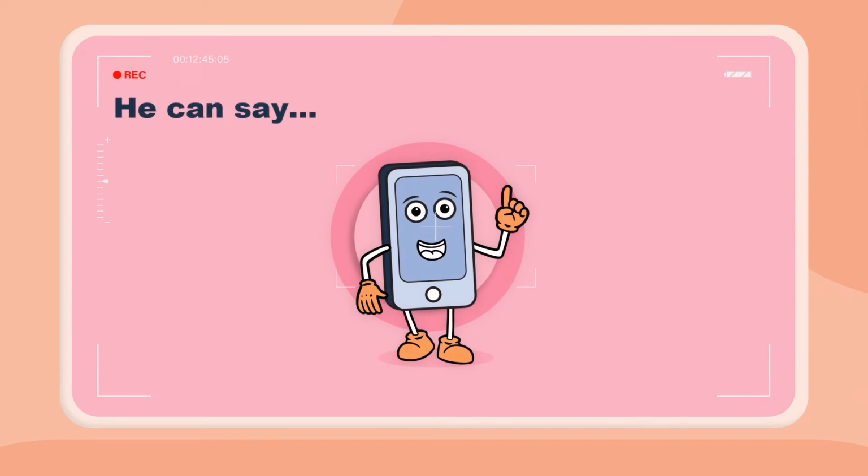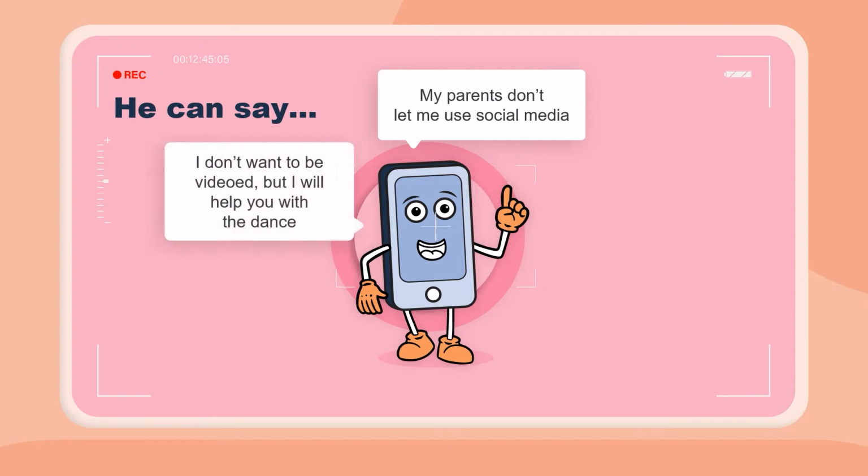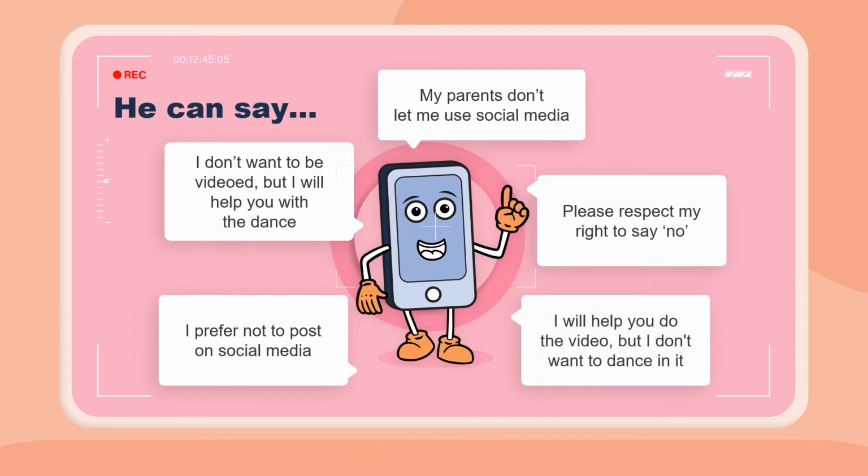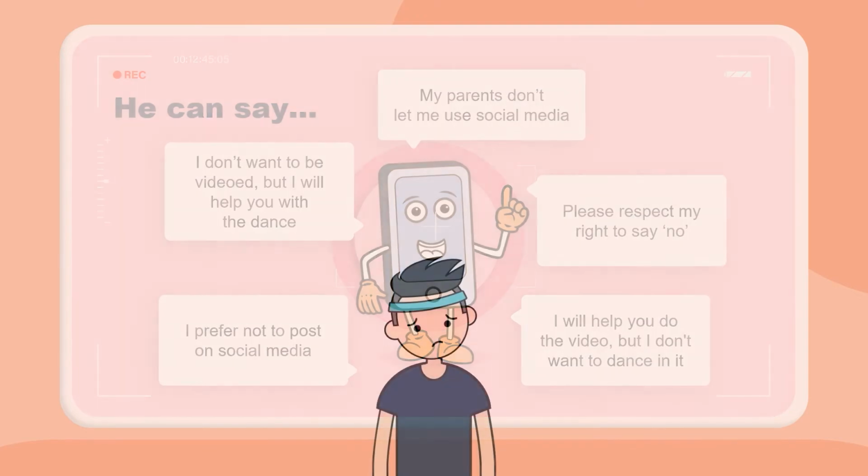Bilal could say, "My parents don't let me use social media. I don't want to be in the video, but I will help you with the dance. I prefer not to post on social media. Please respect my right to say no. I will help you do the video, but I don't want to dance in it."